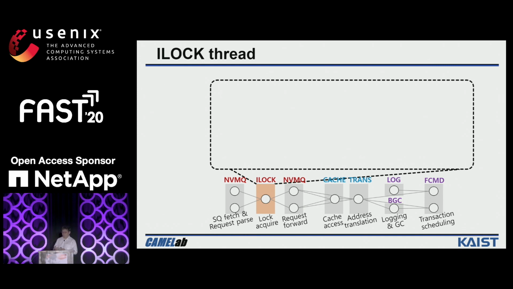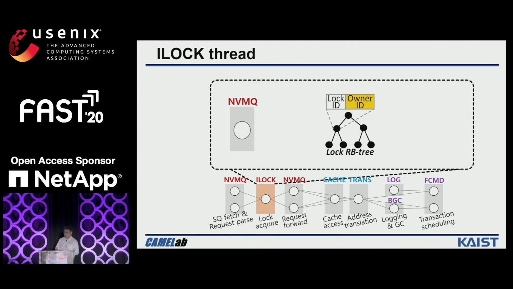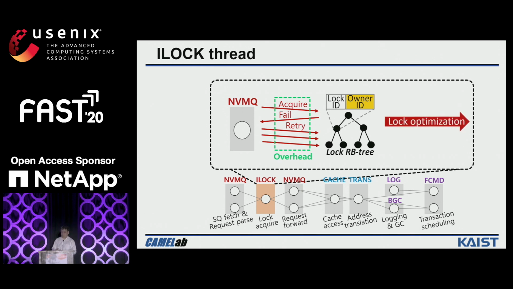SSDs usually have billions of pages. Tracking the locks of each flash page can consume very high cost. So instead, our lock thread organizes the lock information in a lock red-black tree. Each node records the address range which has been locked and which NVMQ owns the lock. An NVMQ thread can acquire the locks by sending a message to the ILOCK thread. If the ILOCK responds with a failure message, the NVMQ has to retry and acquire the lock multiple times. This can consume high overheads. To address these challenges, we propose a lock optimization.